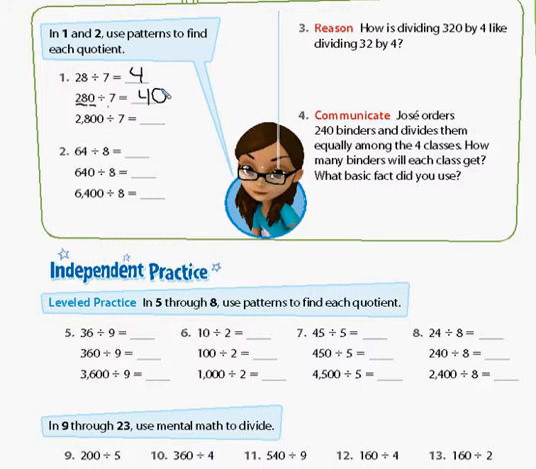And on the same thing, same basic fact, 28 divided by 7 is 4, and I have 2 zeros to mark my place value. So 2,800 divided by 7 will be 400. Let's go and look at problem number 2.